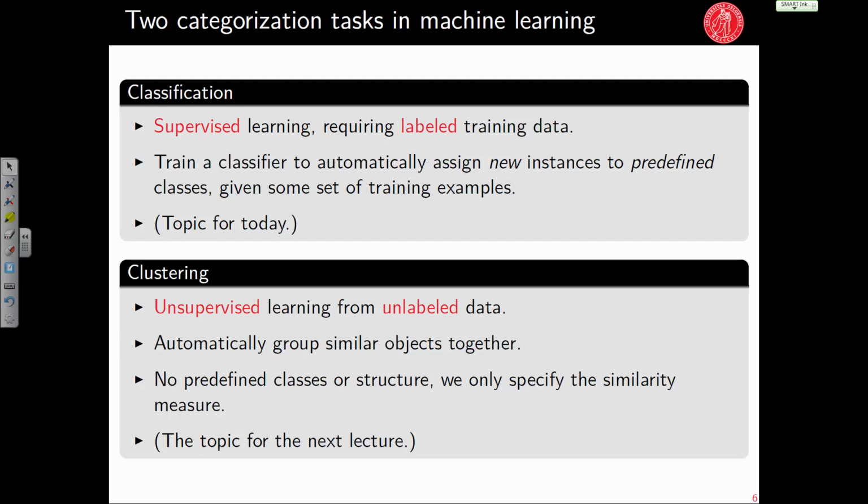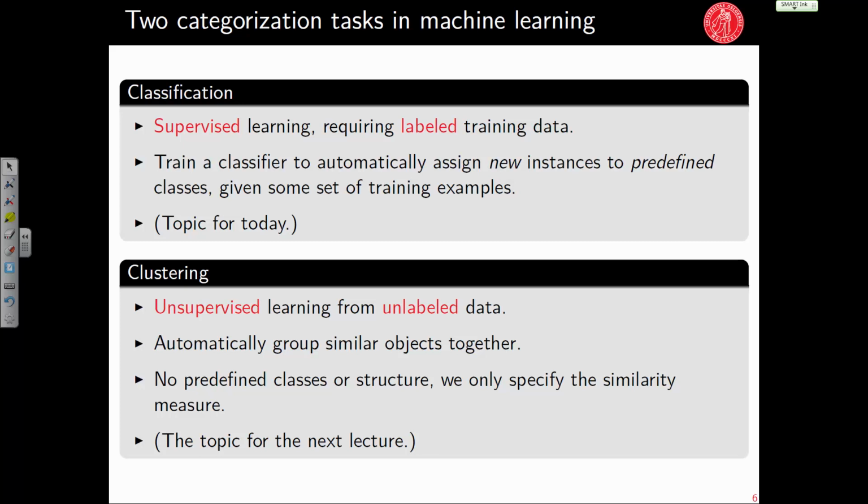Clustering, on the other hand, is an instance of unsupervised learning, and it starts from unlabeled data. The goal is to automatically group similar objects together. So instead of giving the classifier a set of documents already annotated with topics, we just say, here is a set of documents, find the similar ones and put them in groups. We don't have any predefined set of classes or structures. We just specify a similarity measure: what does it mean for two documents to be similar, and when do they form a group together? That's going to be the topic we look at in more detail next week.